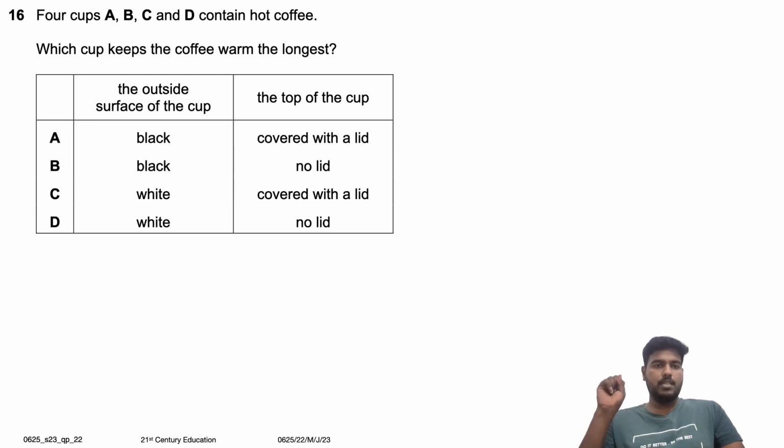Four cups A, B, C and D contain hot coffee. Which cup keeps the coffee warm the longest? Okay, so we have 2 black cups and 2 white cups, 1 with a lid and 1 without in each color. Obviously the one with a lid is going to keep the coffee hot longer, and whether it's black or white, black is a good absorber and also a good emitter. So black will emit a lot of radiation, so the cup will cool down quickly compared to white.